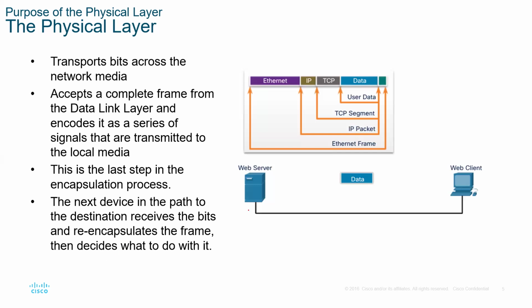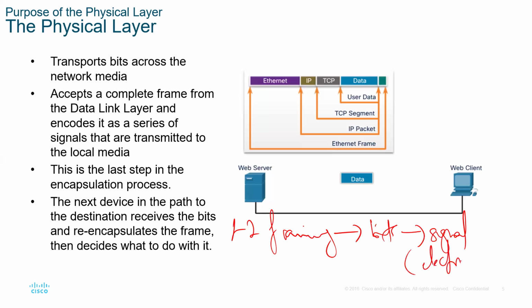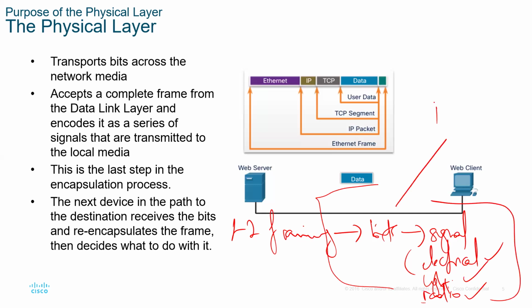So basically, this is a summary of the process between layer number 2 and layer number 1. From layer number 2, we have framing. Then this framing is converted into bits, right? These bits are then converted into a signal, which can either be electrical, light, or radio. Electrical, copper media; light, fiber; radio, wireless media. And this is what happens in the physical layer. I think this is just a repetition of the introduction that I just gave. That is the responsibilities of the physical layer.